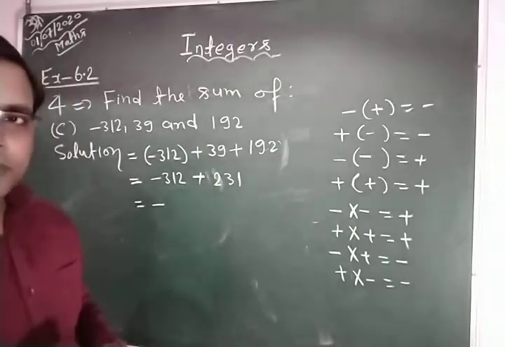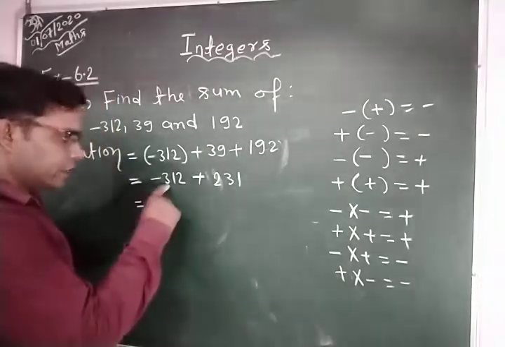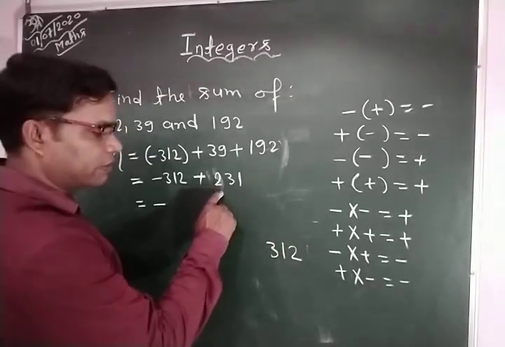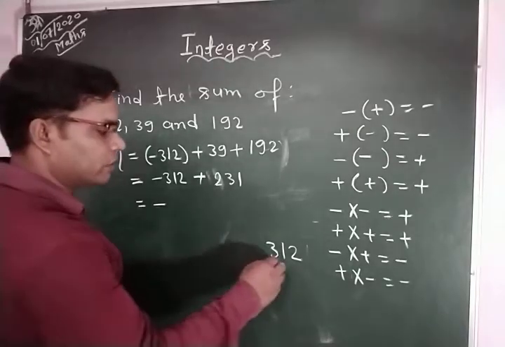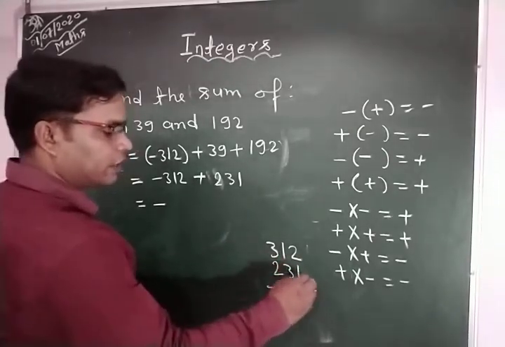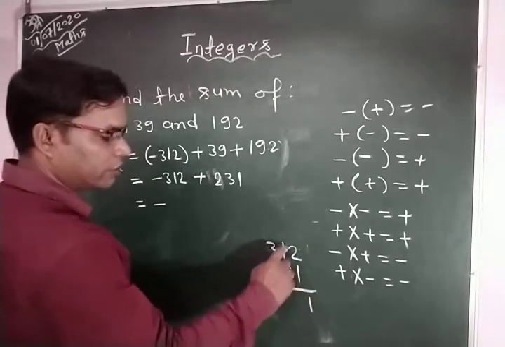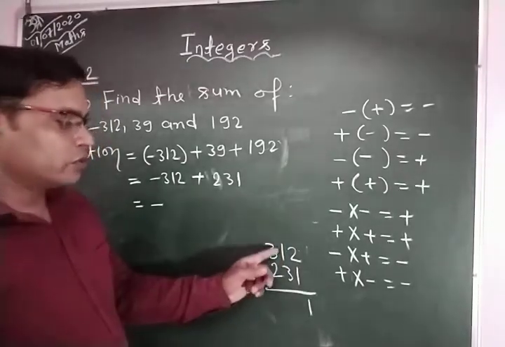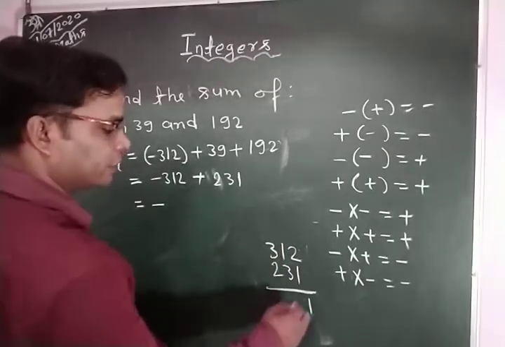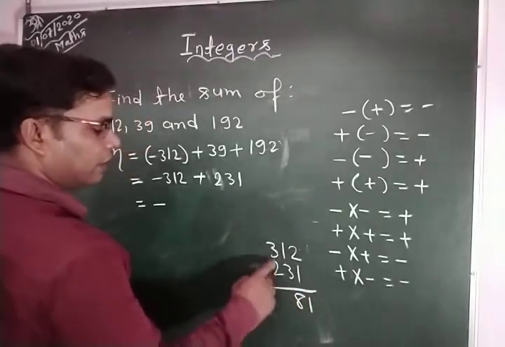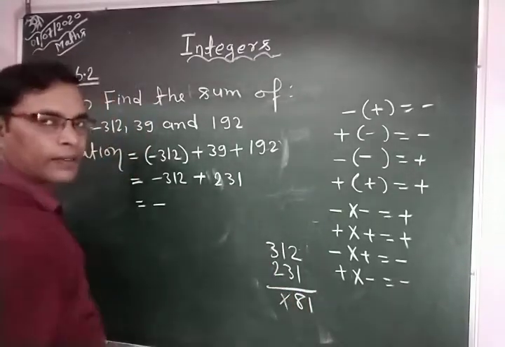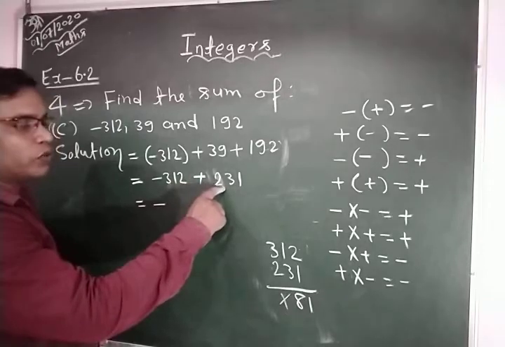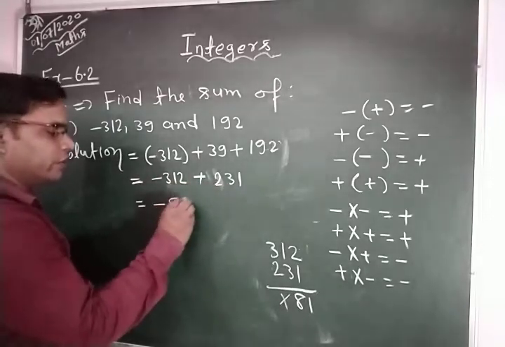After this, we subtract the smaller number from the greater number. 312 is the greater number, and this is the smaller number. So we subtract the smaller number from the greater number. So 231. 2 minus 1 is equal to 1. Here 1 minus 3 is not possible, so we carry 1 from 3. So this is equal to 11. 11 minus 3 is equal to 8. And here 2 minus 2 is equal to 0, nothing. So you can see here 312 minus 231 is equal to 81.